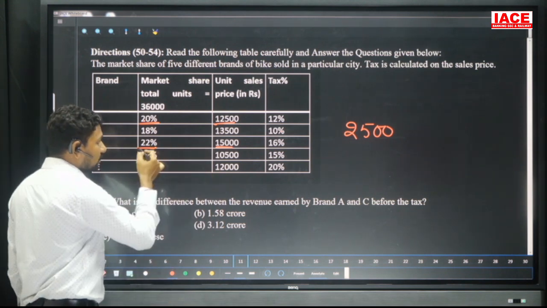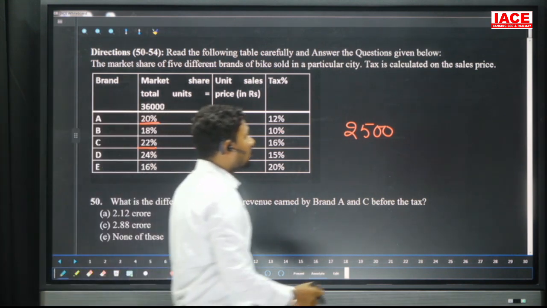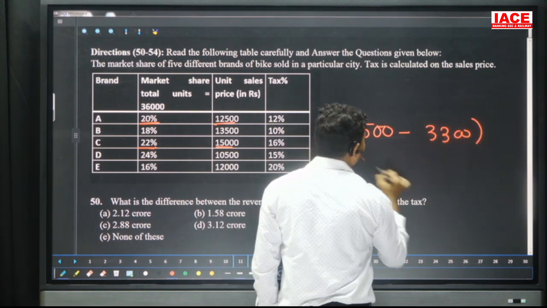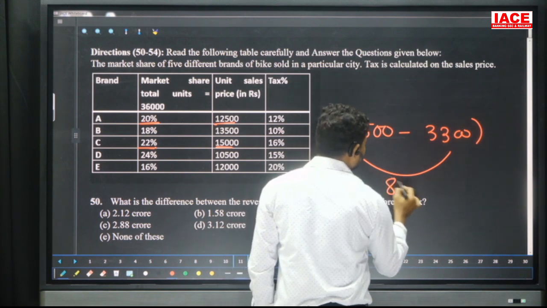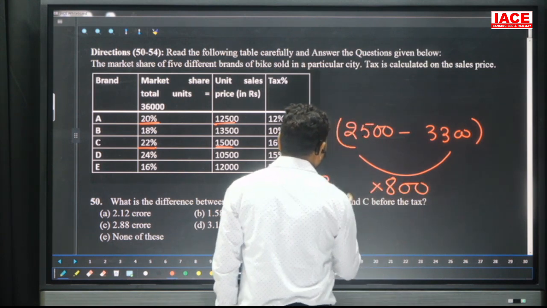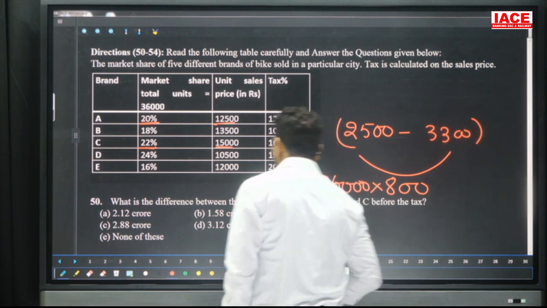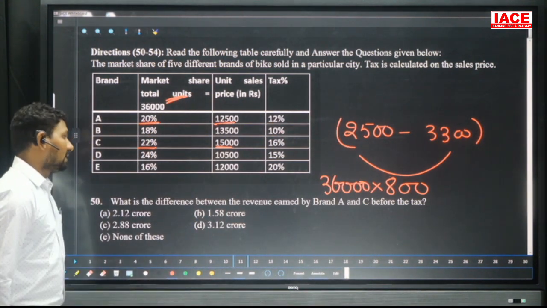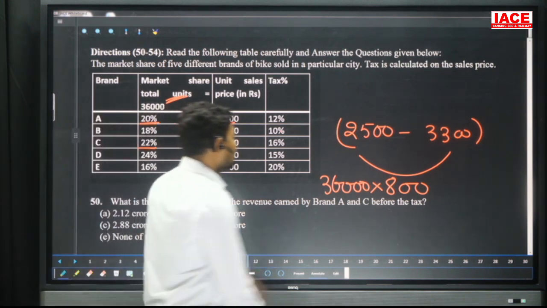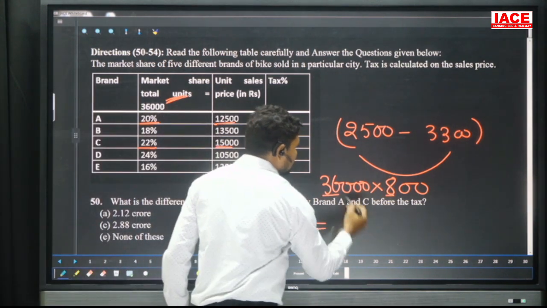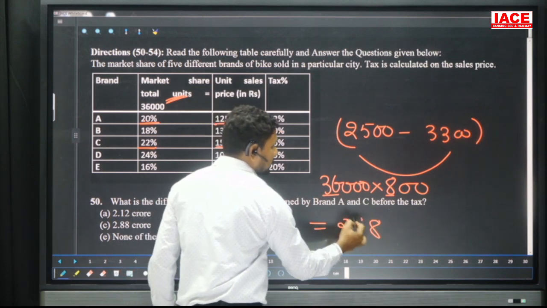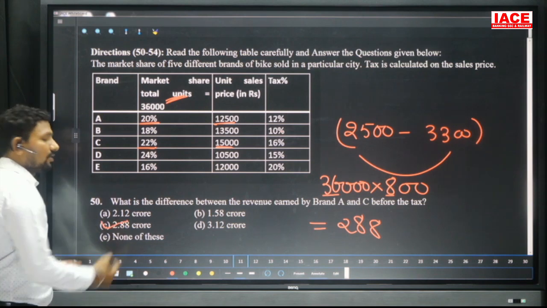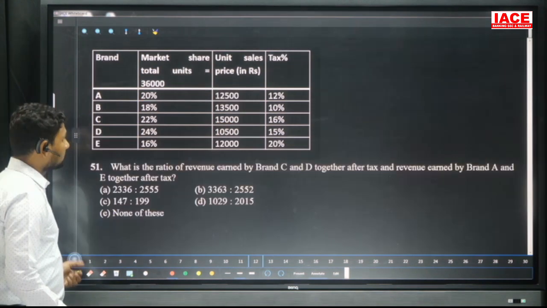the 22 percentage, which is equal to 2,750 and we need the difference here. The difference is 800, which is multiplied by what number? Overall market share is 36,000. 8 into 36: 8 sixes are 48, 8 threes are 24, which is equal to 288. Which option is calculated? 288, that is our answer, 2.88 crore. Go for the next question.